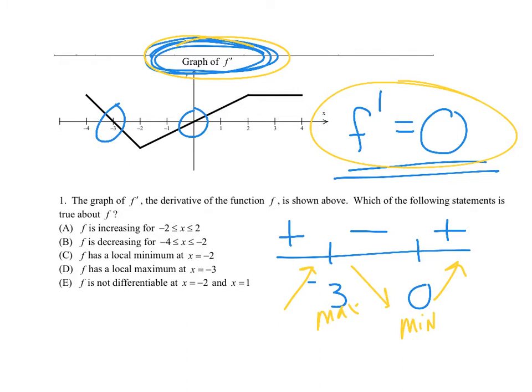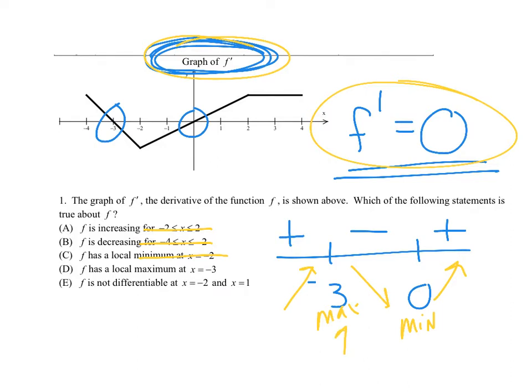Now I'm going to go tackle some of these questions. F is increasing from -2 to 2. Well, that wasn't even an option on my sign chart. Decreasing from -4 to 2. That wasn't even an option on my sign chart. I have a min at -2. That was not an option. I have a max at -3. I would say that's definitely true.